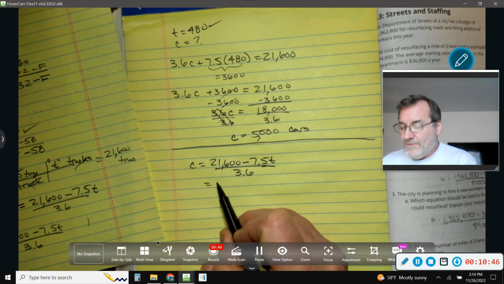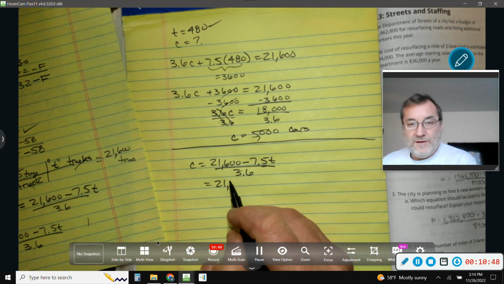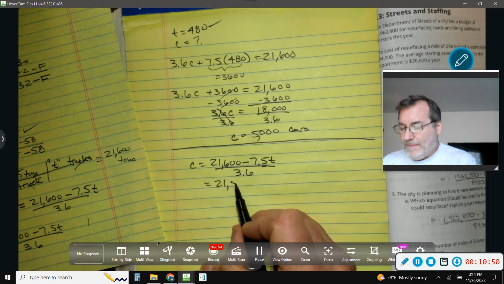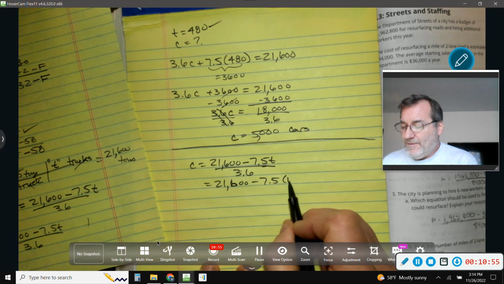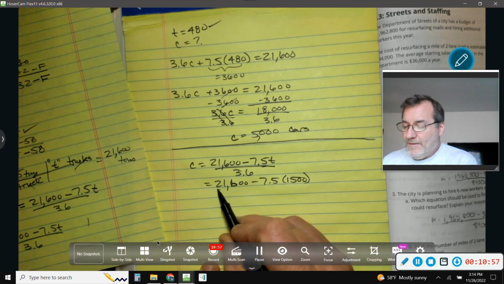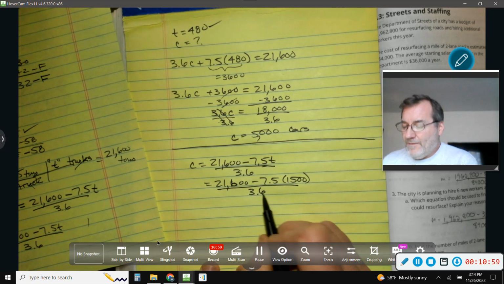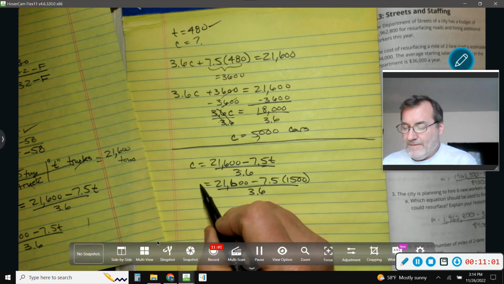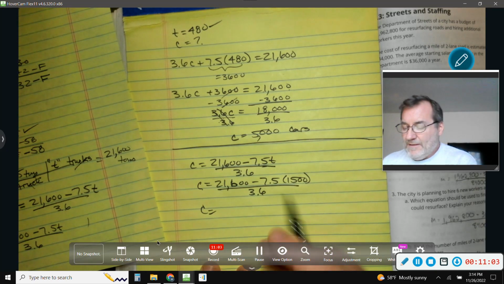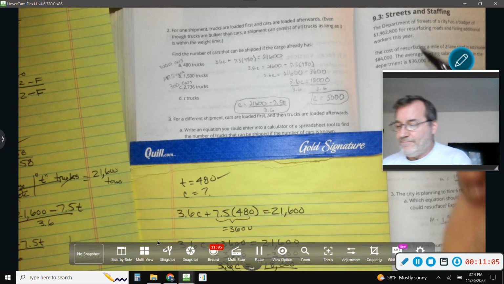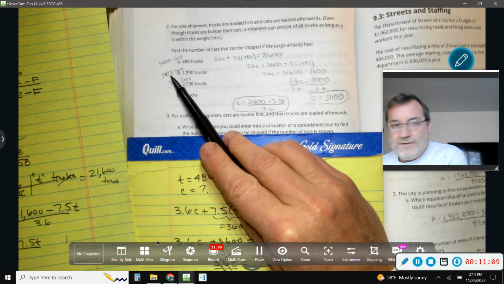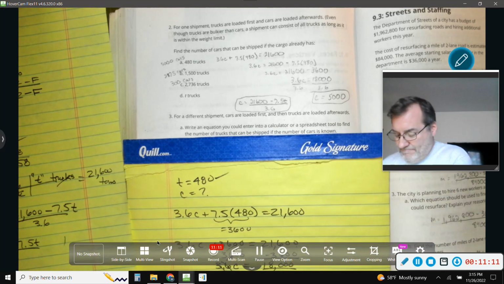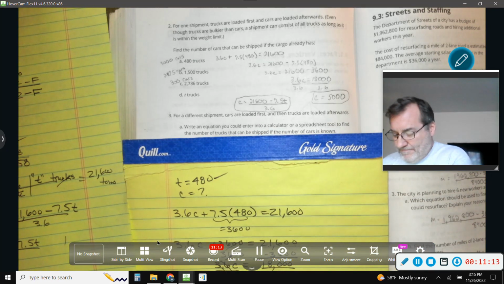Now the next one says they have 1,500 trucks. So 21,600 minus 7.5 times 1,500 divided by 3.6. Of course, that's C. This time C equals 2,875 cars. Right.